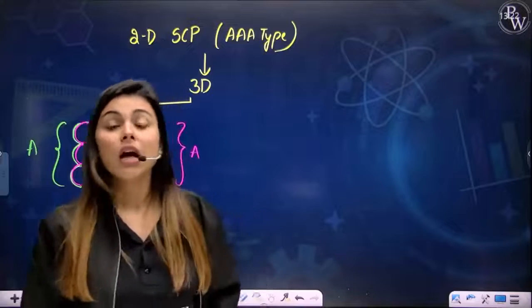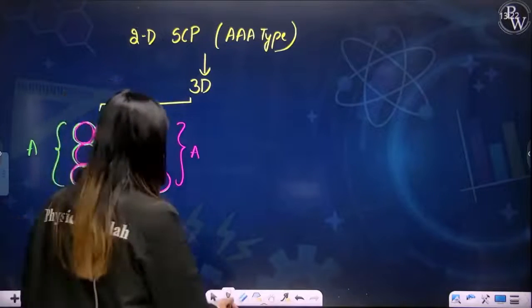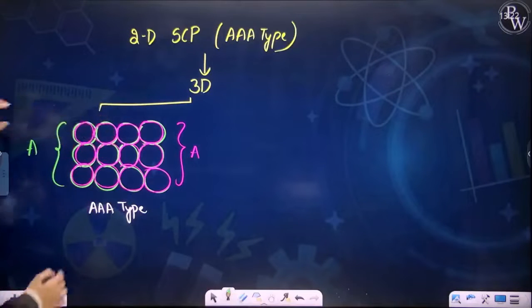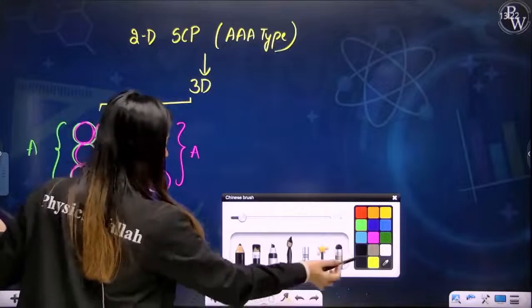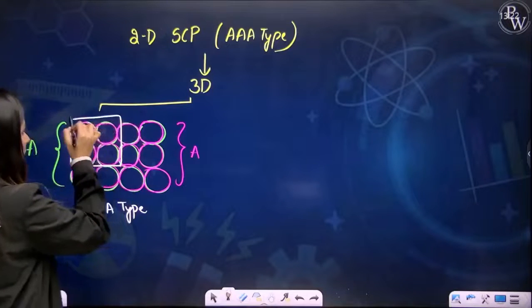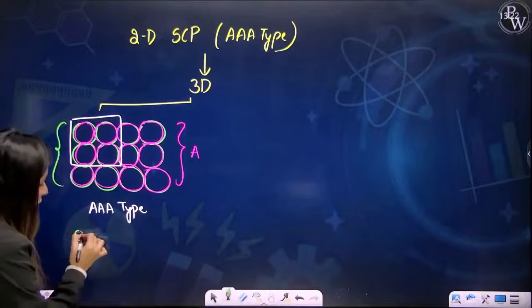Now, how will you imagine which particular unit cell is coming out of it? Imagine, my dear students, if I try to use only these four parts, these four parts, okay? So I have green atoms, so I'll put green atoms like this.